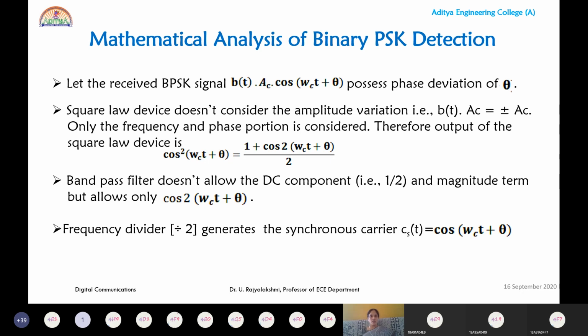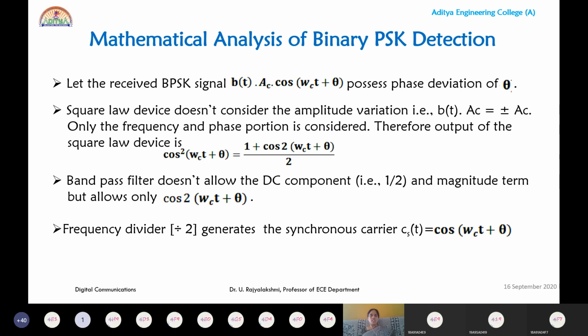So what will the square law device do? The square law device does not consider the amplitude variation. So b(t) Ac we don't consider. b(t) is plus or minus 1, so plus or minus Ac we don't consider. Only the frequency and phase portion is assumed. What is the frequency and phase? cos(omega_c t plus theta), that portion we will consider, but not b(t) Ac, because this is a binary PSK detection technique. So while generating the synchronous carrier, don't consider the amplitude variation.